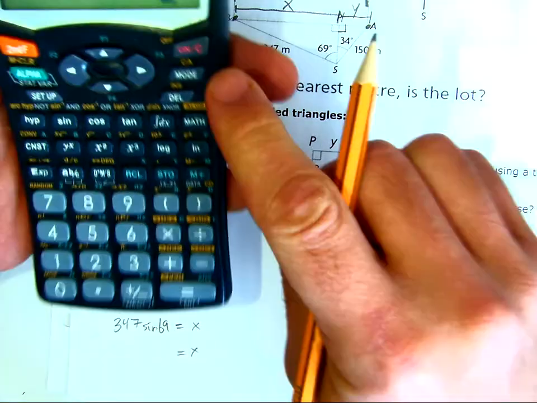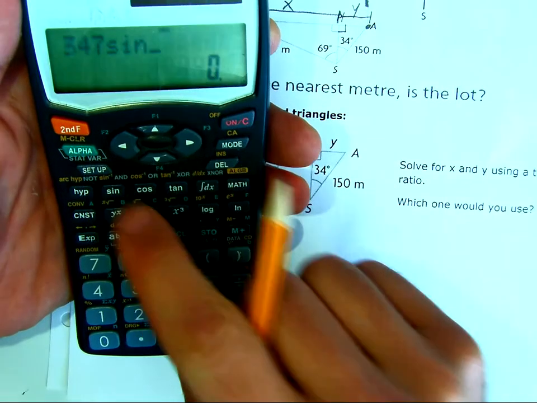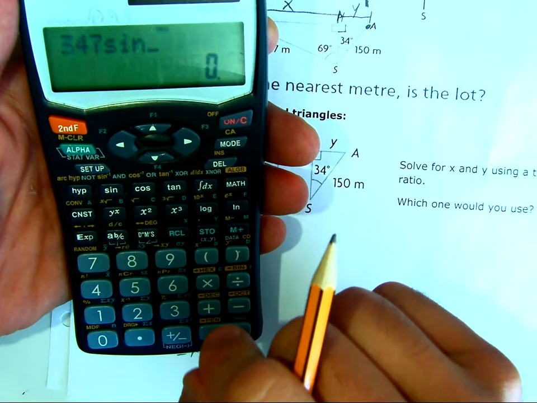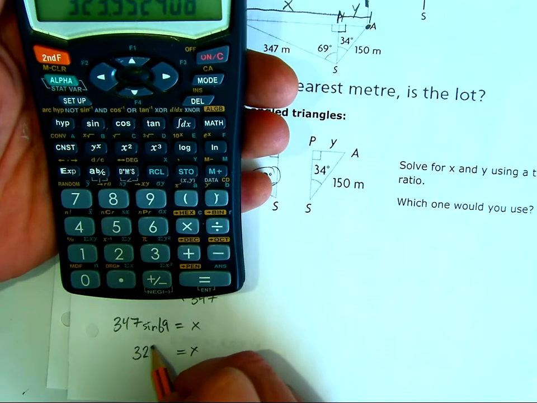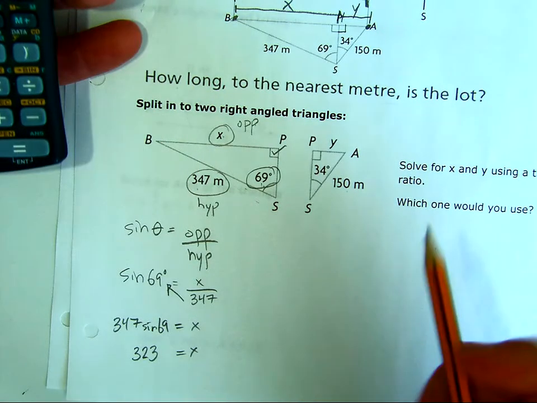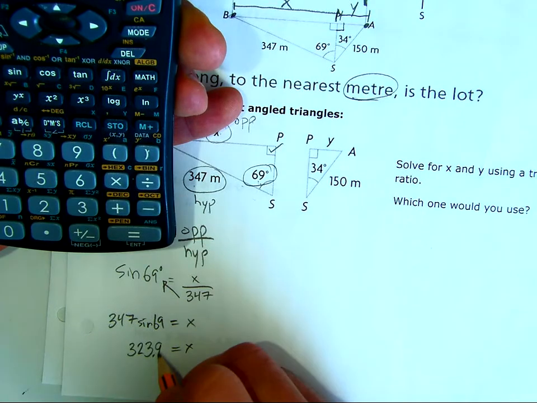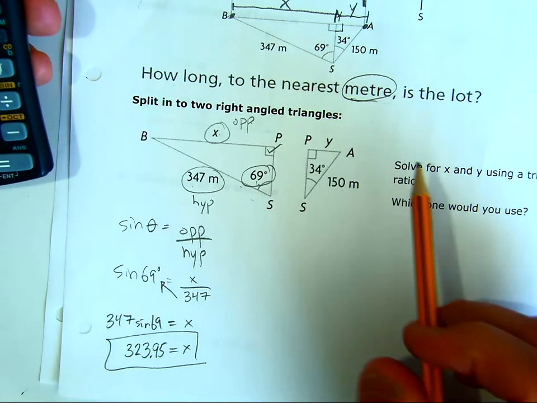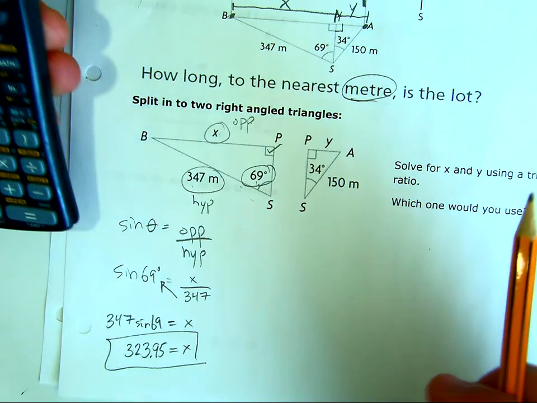I have a calculator number 1, so all I'm going to do is plug in 347 sine of 69 and press equals, and I will get 323.95. We want the nearest meter, but we'll keep a couple of decimal places for now and round afterwards, since we're rounding our final answer to the nearest meter. So x is equal to that. If you have a calculator number 1, you can just plug it in. Otherwise, with calculator number 2, you would press 69 first, then sine, then multiply by 347.